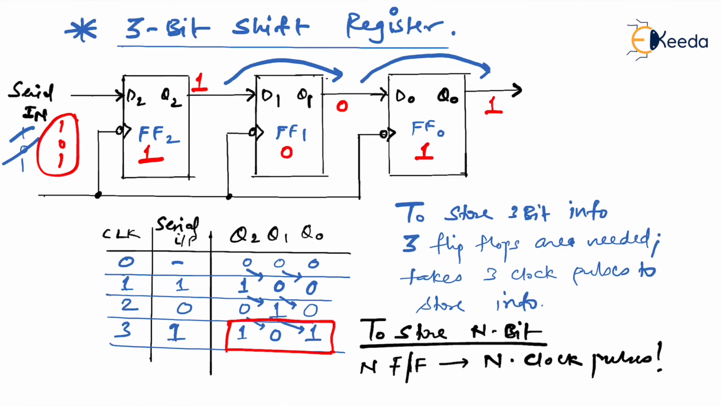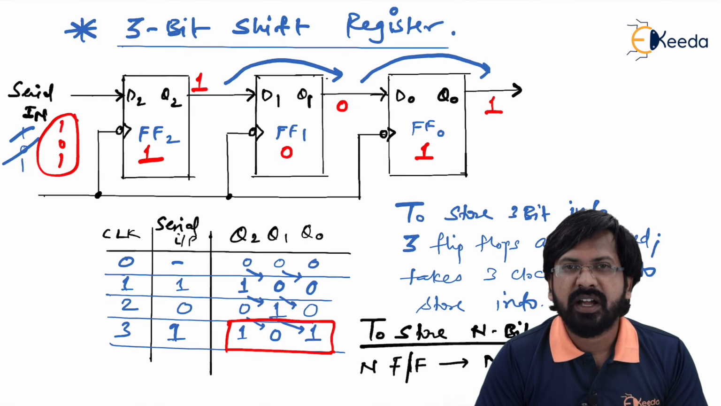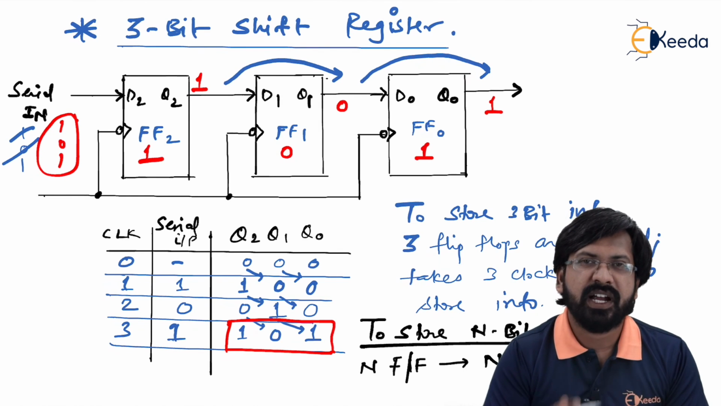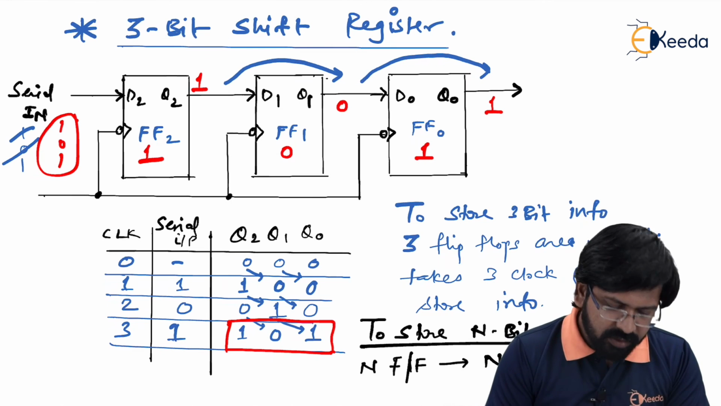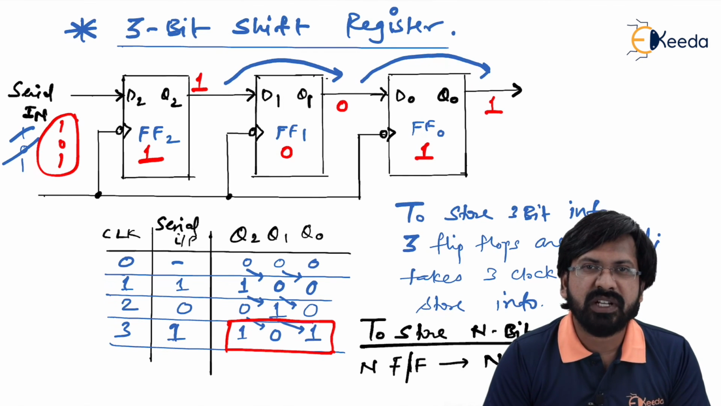So if I just make a mirror image of this, if I apply input to the very first flip-flop, that is flip-flop number 0, and if I start taking output from flip-flop number 2, then every time at negative edges, the data will get shifted from right to left, and such a type of shift register can be called a left shift register. So I'm sure you must have understood the basic structure of the shift register.